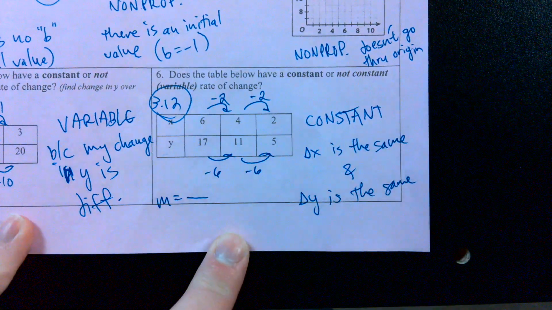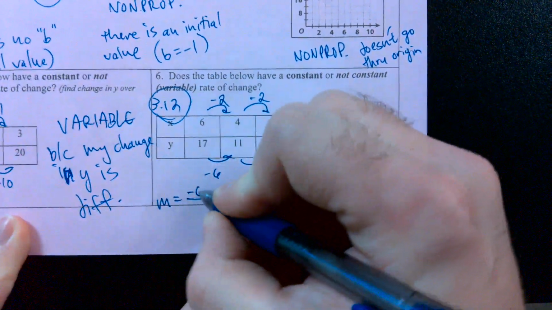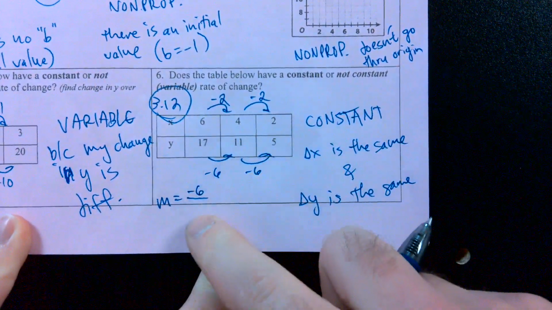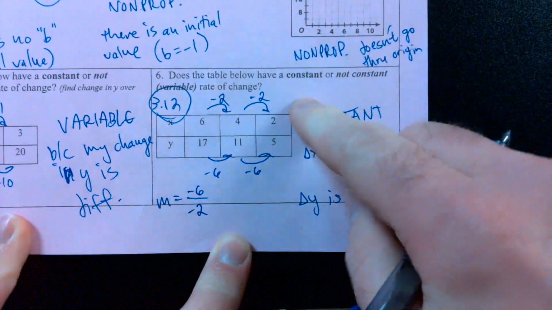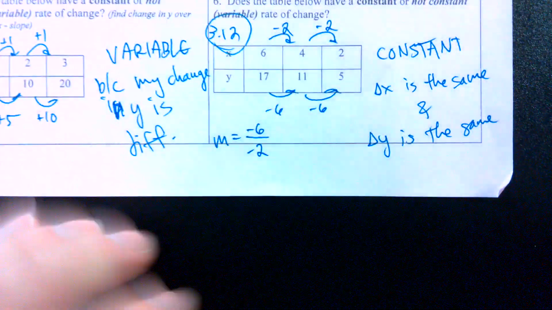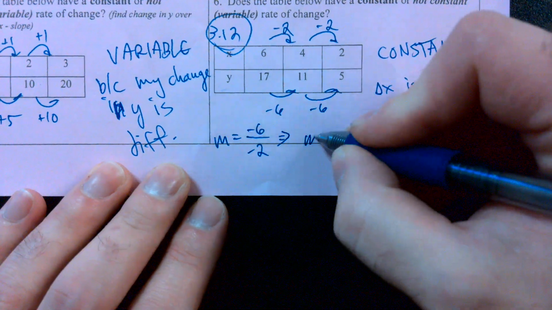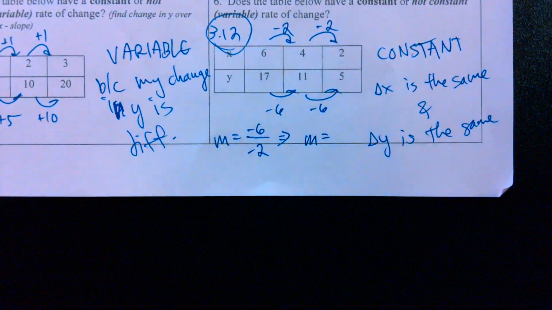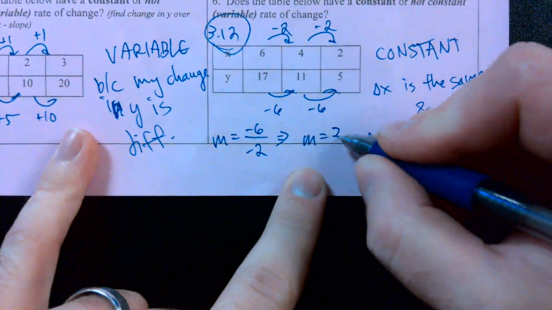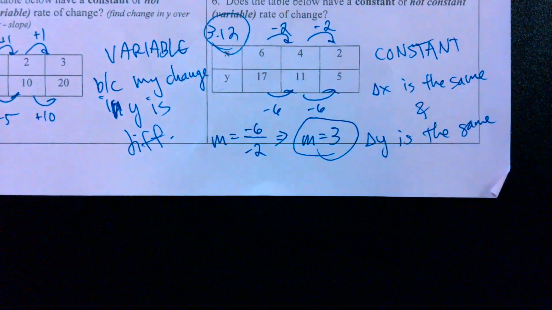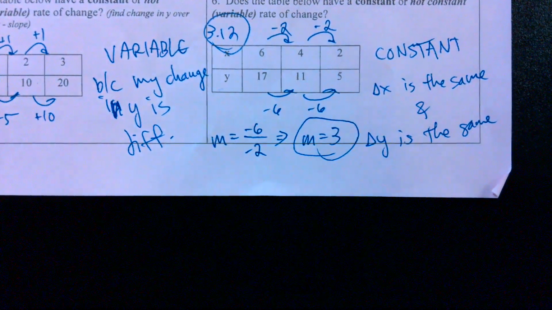Negative 6, my change in y, over negative 2, my change in x. What is negative 6 divided by negative 2 equal to? Positive 3. That's right. 2 goes into 6 3 times, and a negative over a negative is a positive. Great, I appreciate you pointing that out.